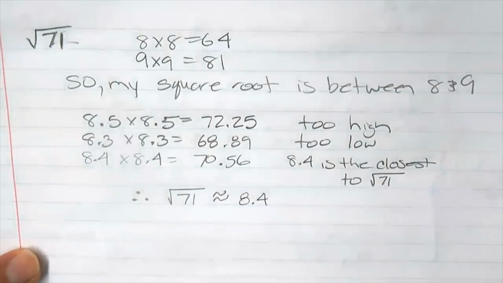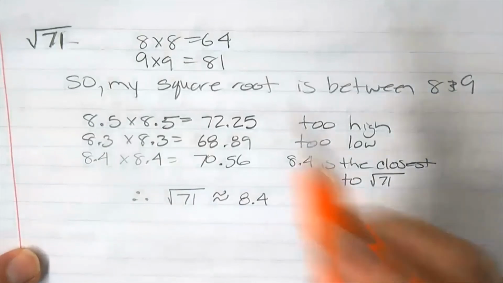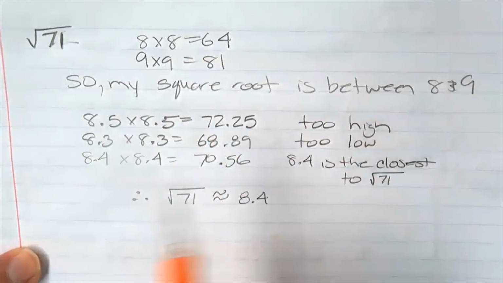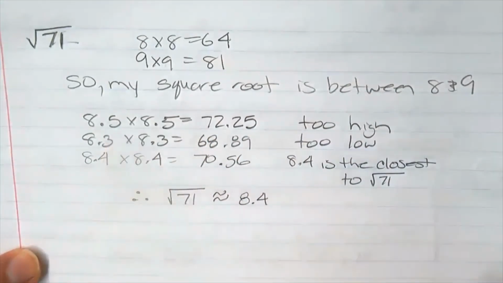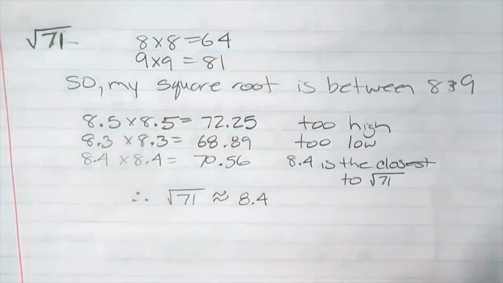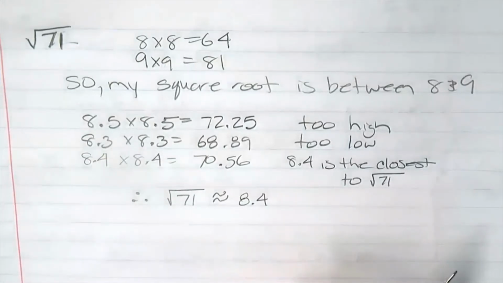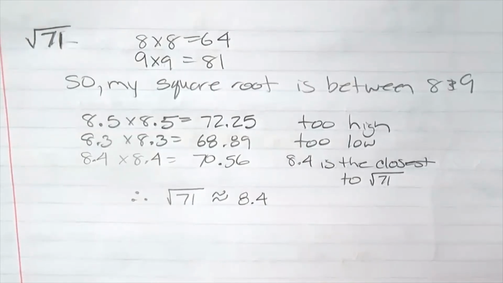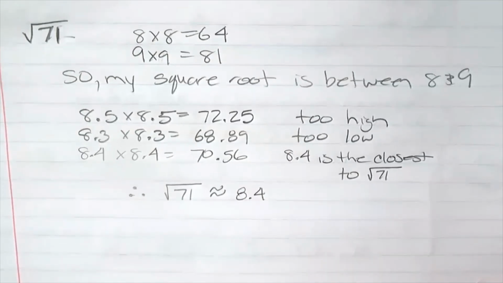So that's what we're doing. You start with the whole numbers, and then you start working the tenths to figure out what is the closest. But life doesn't stay this simple, and the book likes to get more bang for its buck. And they like to throw a problem like this at us.